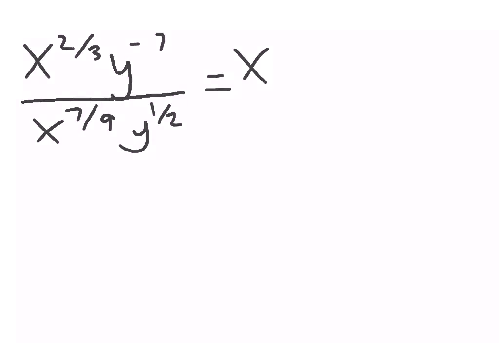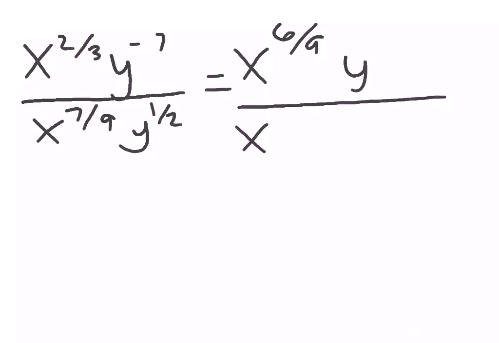So x to the 2/3, my common denominator is going to be 9. So 2/3 becomes 6/9. And then I have y to the negative 7. So we have x to the 6/9 over x to the 7/9. I'm just going to take care of those x terms first.